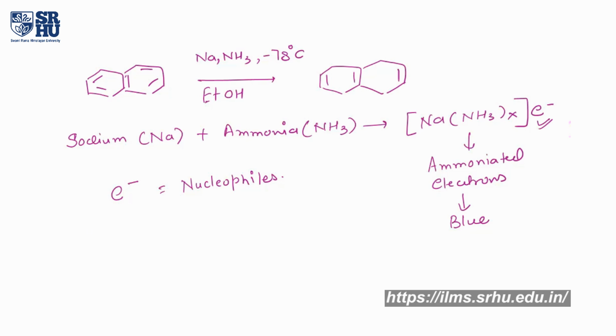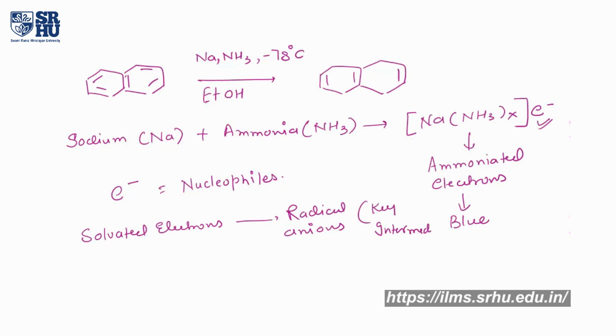Now, these solvated or ammoniated electrons basically give rise to a radical anion. And this radical anion is the key intermediate in Birch reduction. Okay. So now let us understand how Birch reduction takes place by its mechanism.